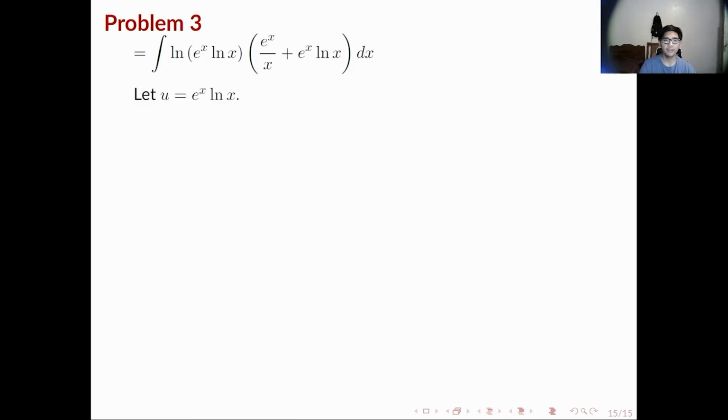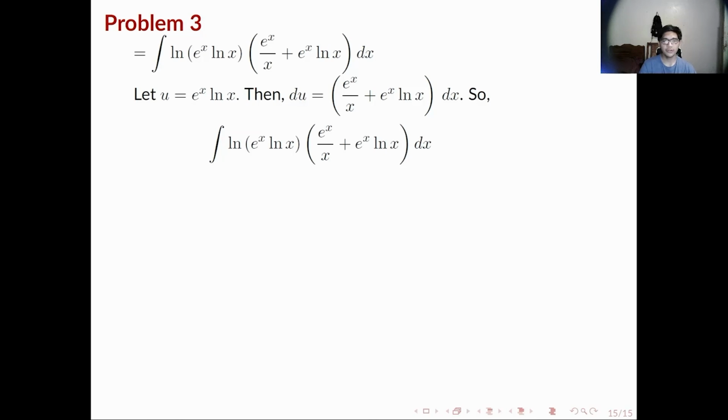So now let's have our u be equal to e to the x times ln of x and our du be equal to e to the x over x plus e to the x ln x dx. So, ang equation natin na to ay magiging equal to the integral of ln u du. Ngayon, pwede na natin gamitin ang IBP. So by IBP, let u prime be equal to ln of u and dv be equal to du. Therefore, ang du prime natin is equal to 1 over u du at ang v is equal to u.